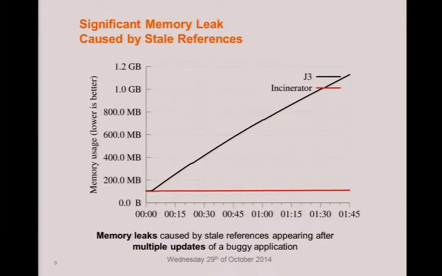To illustrate how the evolution of this happens, this is just a small test that continuously updates an application containing one stale reference. The updates here illustrate that the memory leak is almost linear. Whereas when we use the Incinerator, which is the solution for this, or my solution for this, we get a stable memory consumption, which means that the memory leaks are no longer there.